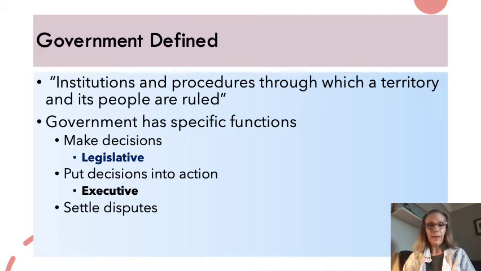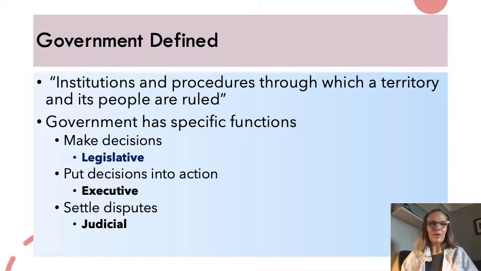And oftentimes that dispute is settled in the institution that's known as the judicial branch, okay? Disputes can arise over the authority of a law, whether or not a legislature has that authority. It could be a dispute over the way that that law has been implemented. And so anytime there's a dispute about the decision or the implementation of that decision, those disputes are settled in the judicial branch. Okay.